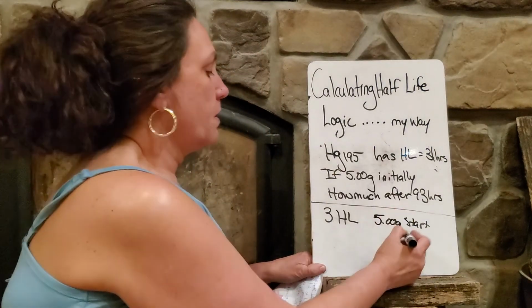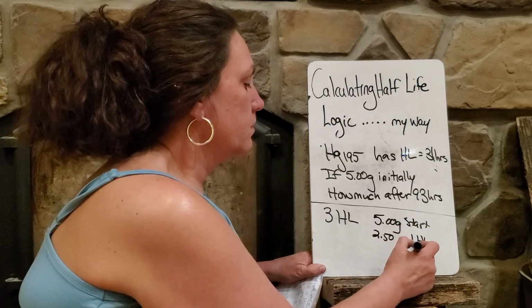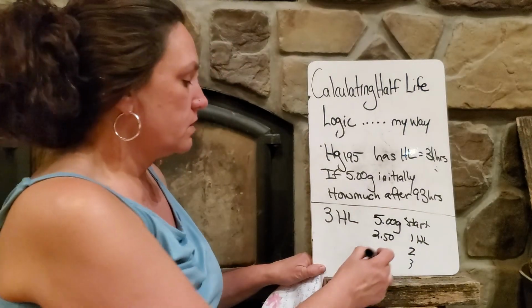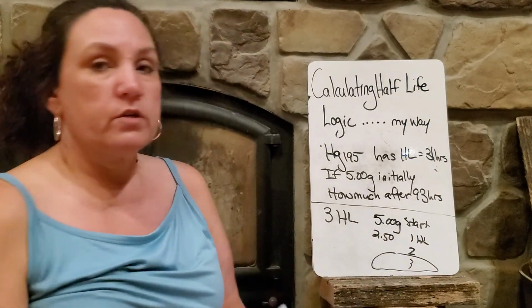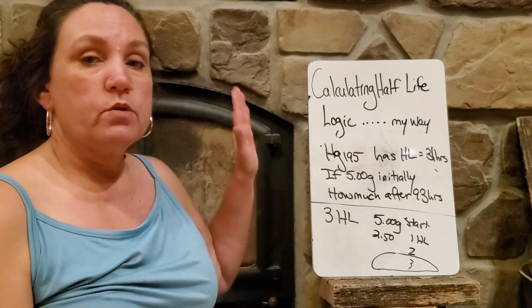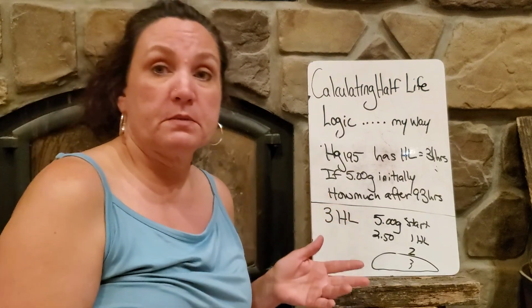So I just logic my way through it. 1 half-life, 2.50, 2, and then 3 half-lives. And so then you will get your answer after 3 half-lives. So you can kind of follow the logic way. It works on the problems I'm assigning you.